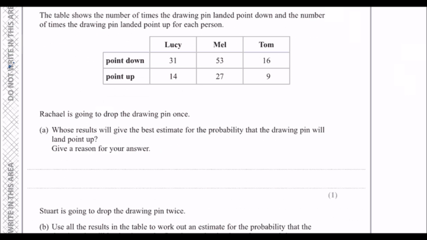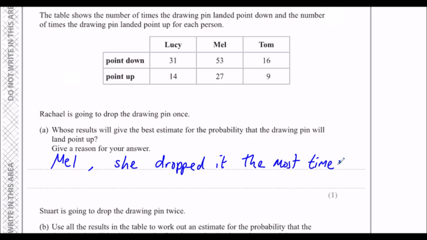The best estimate will be the person that did it the most times. So Mel did it the most times. So Mel, and the reason is she dropped it the most times. So the more times you do it, the more accurate your results are going to be.